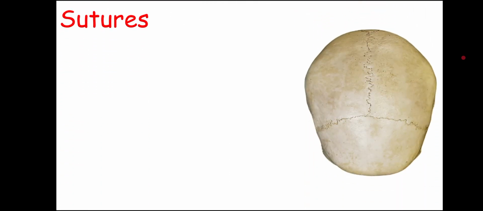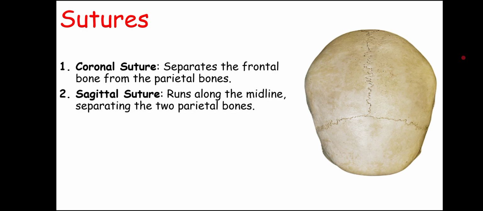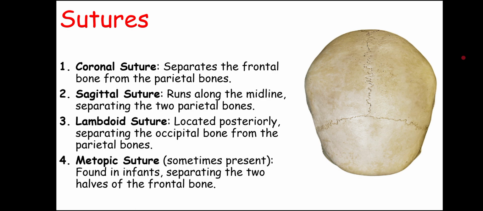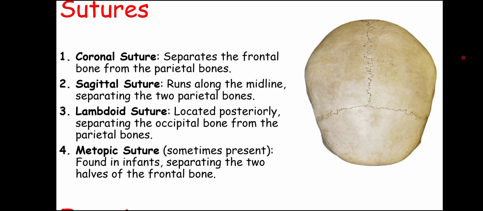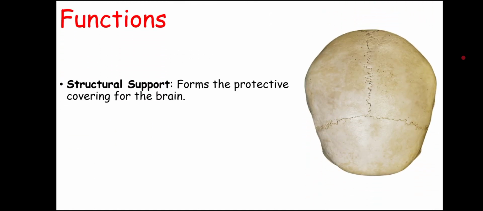Now we will talk about the sutures of Norma verticalis. They include the coronal suture that separates the frontal bone from the parietal bone, the sagittal suture that runs along the midline separating the two parietal bones, and the lambdoid suture that is located posteriorly separating the occipital bone from the parietal bone, and the metopic suture that is sometimes present and is found in infants separating the two halves of the frontal bones.